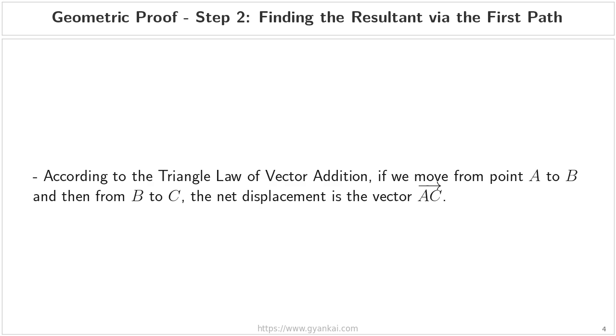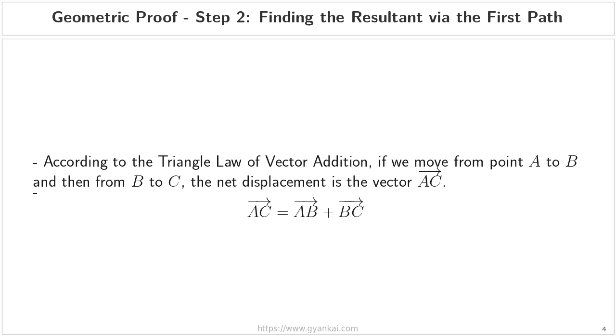Geometric proof. Step 2. Finding the resultant via the first path. Now that we have set up our parallelogram and labeled our initial vectors, let's look at our first path. According to the triangle law of vector addition, if we follow the path from point A to point B, and then continue from point B to point C, the net displacement, or the direct shortcut from our starting point to our end point, is represented by the vector AC with an arrow over it. In mathematical terms, we write this as vector AC equals vector AB plus vector BC.